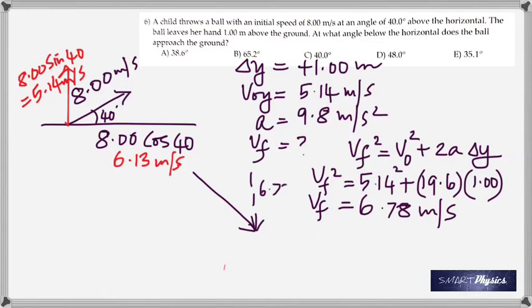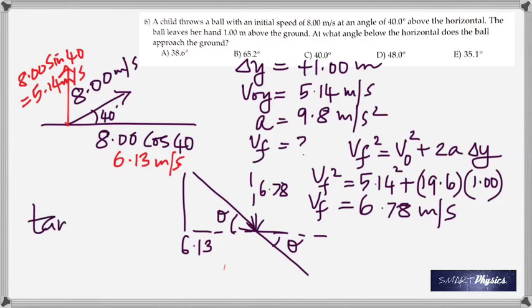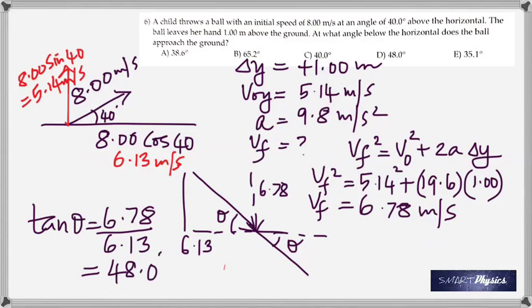Okay, the horizontal does not change. Now, just like in the last problem, we can find the angle theta using tan theta. Tan theta is now 6.78 divided by 6.13. And you get 48 degrees as the answer.